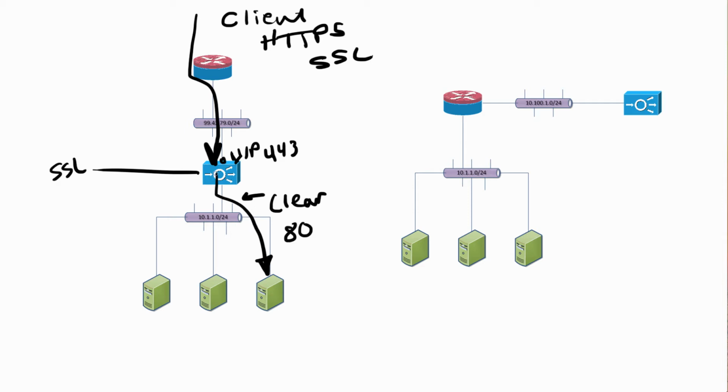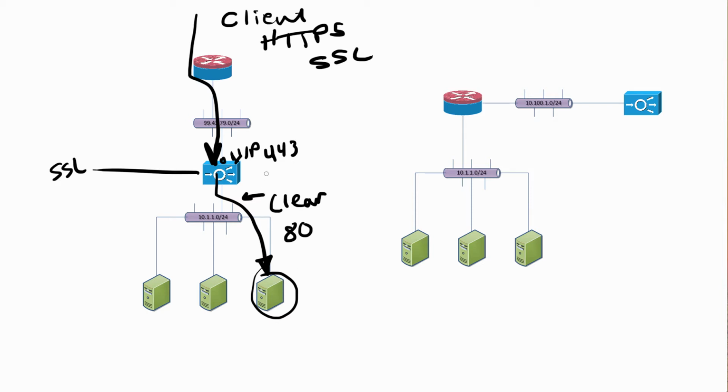Sometimes customers will re-encrypt, so they'll decrypt and then re-encrypt on the backside. And that's fine. You can certainly do that. But that does mean that the web server does have to do the encryption and decryption. One of the advantages of doing SSL termination on the load balancer is that I've offloaded that from the web server, and it no longer has to spin cycles doing any of that encryption and decryption.